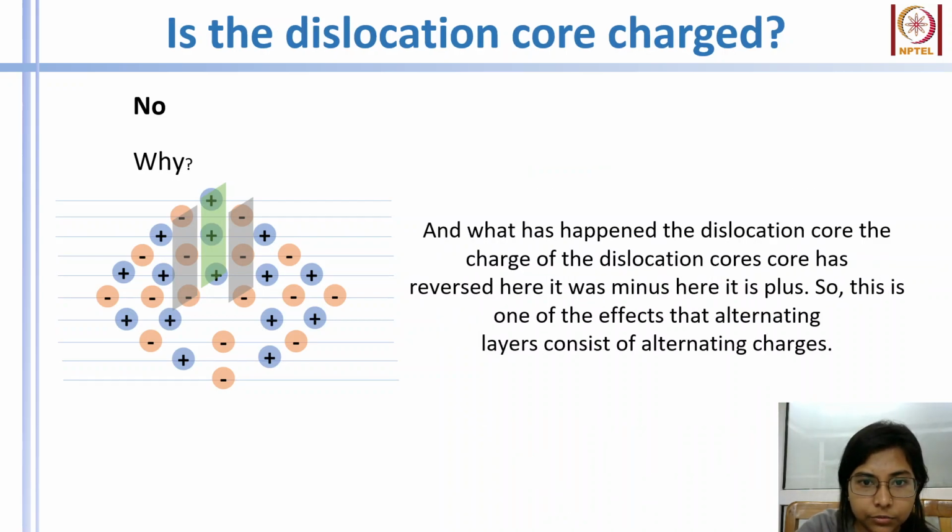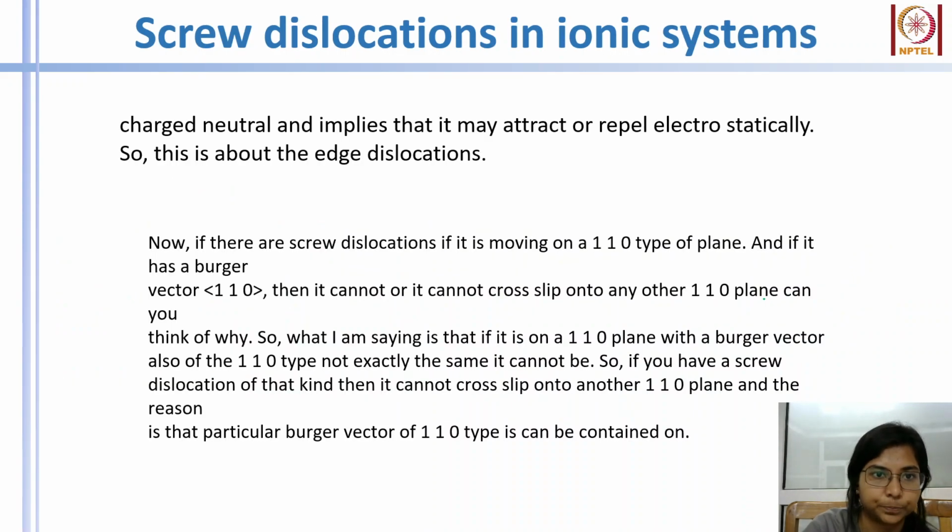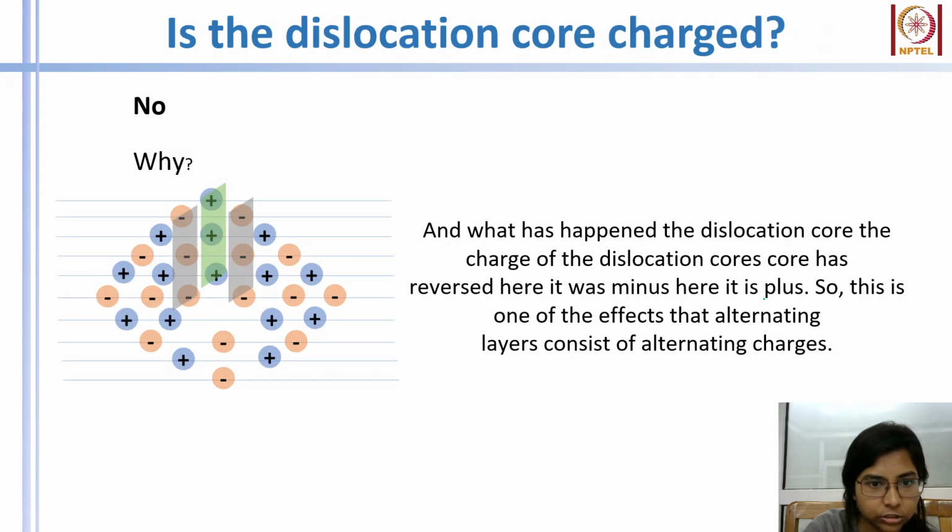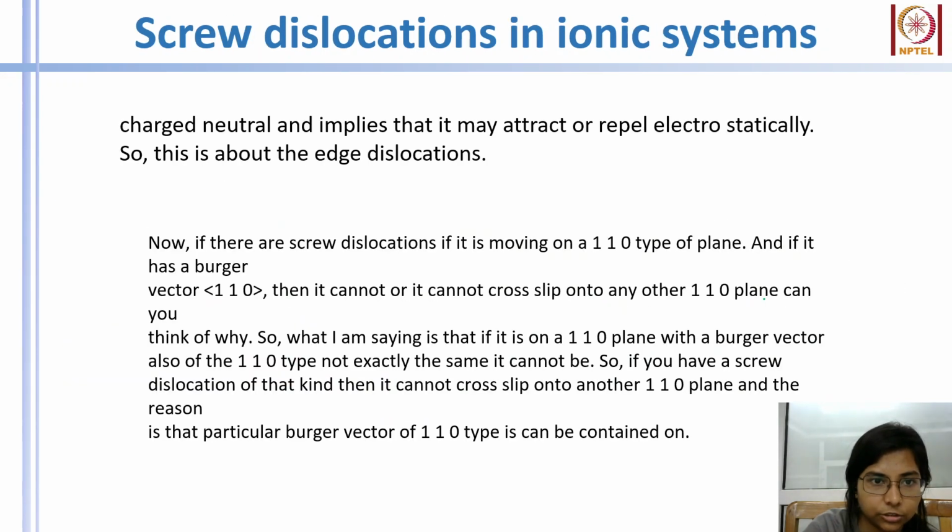So we understood that the charge of the dislocation core has reversed. Here it was a minus, but in the layer below it is plus. So this is one of the effects that alternating layers consist of alternating charges. So this is about the edge dislocation. What is the conclusion for the edge dislocation? That it may either attract or repel electrostatically. So this is all about the edge dislocations.